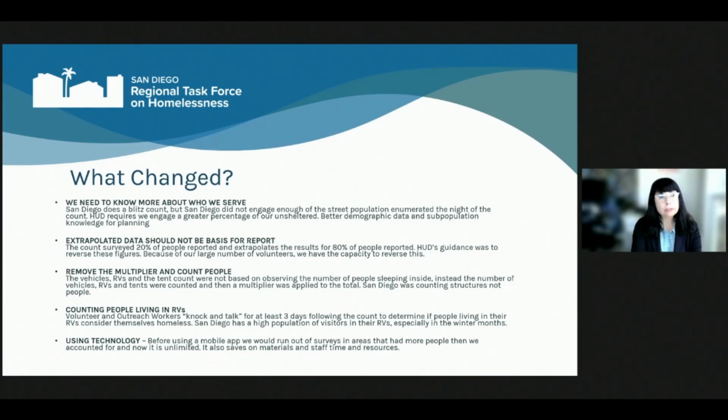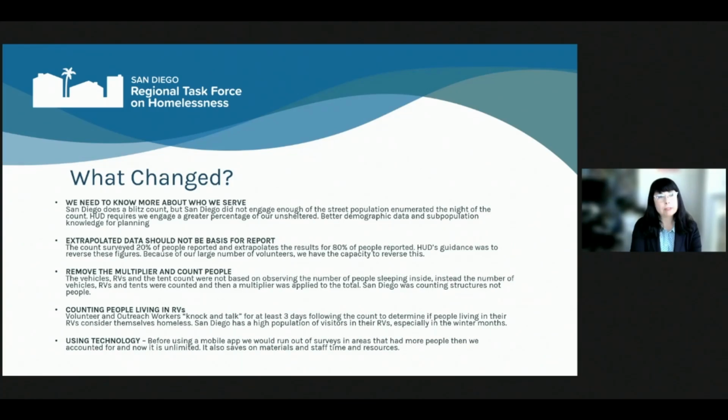Additionally, we were using multipliers when we counted vehicles, RVs, and tents or hand-built structures. And this multiplier changed each year and was based on that 20% of households that we did survey the night of the count. We created a multiplier from household data. And so we were guided that as a community, we should be counting people and not structures or vehicles. So we removed the multiplier, and that did require us to do a retraining process and messaging to our stakeholders and community members about why we're removing the multiplier and what that meant. And especially that around people counting in RVs and removing that multiplier.